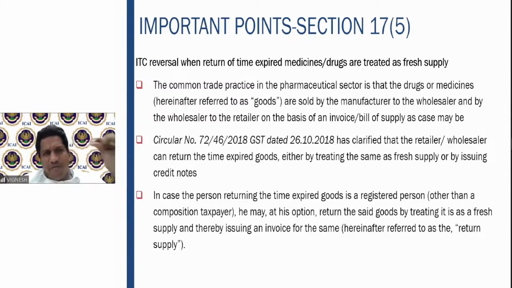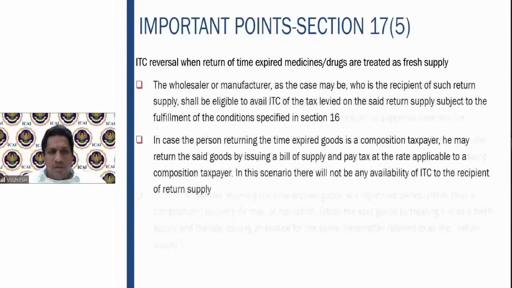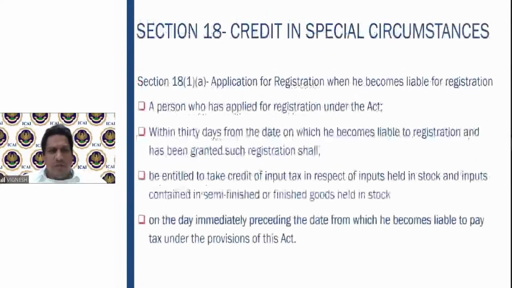Then ITC reversal when time expired medicines. This also we have seen. Whenever he returns the goods, he can issue the bill of supply. Then the 18(1)(a) application of registration, when he becomes liable for registration. This is also very, very important.